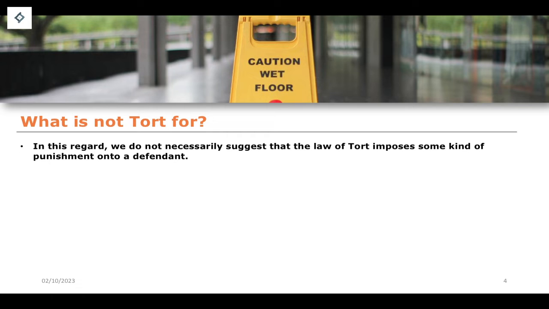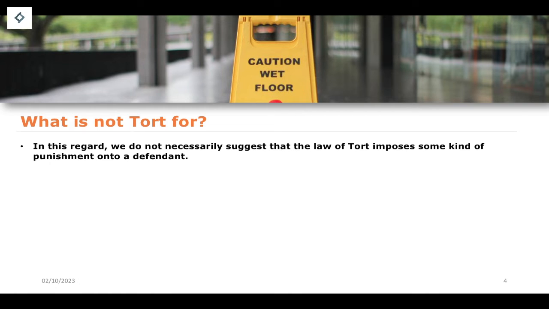You may think that the resulting damages that an individual may have to pay, or the retraction of a statement that may have to be made by a defendant, is a kind of punishment. But the purpose of that particular imposition of damages isn't to punish the defendant.